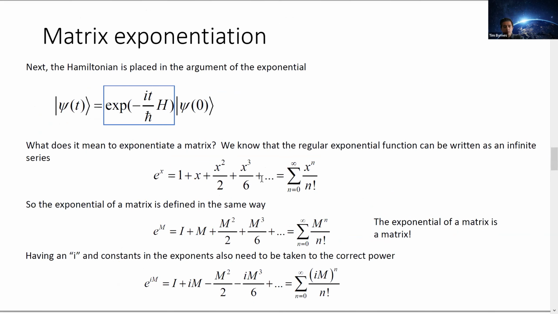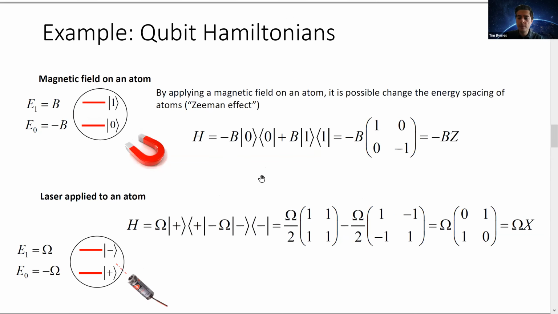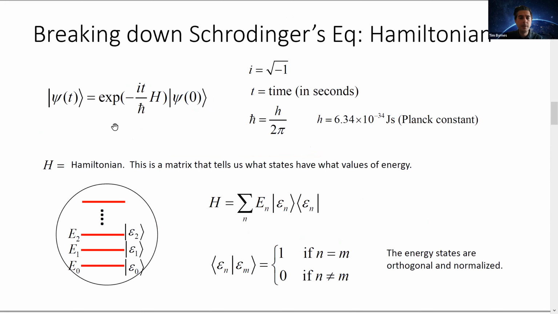So we're still going through breaking down this Schrodinger equation into pieces. We've got a bunch of scalars here. There's an i, and there's a matrix here. I've told you basically what this H matrix is, the Hamiltonian, and the way that you construct it like this.